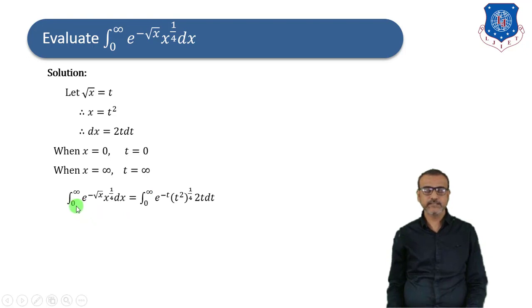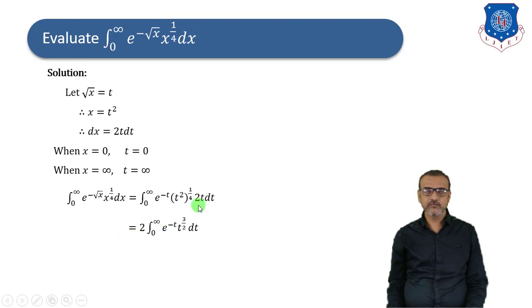Now the given integration, integration from 0 to infinity e raised to minus root x, x raised to 1 upon 4 dx, equals integration from 0 to infinity e raised to minus root x, that is t, and x, that is t square, so replacing x by t square we have t square the whole raised to 1 by 4, and replacing dx by 2t dt. Now we will simplify this result.